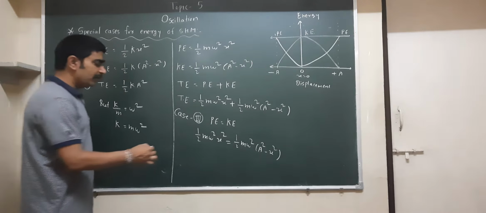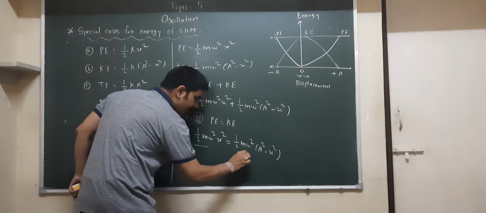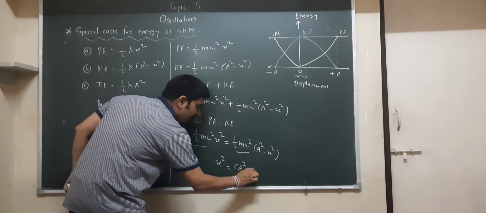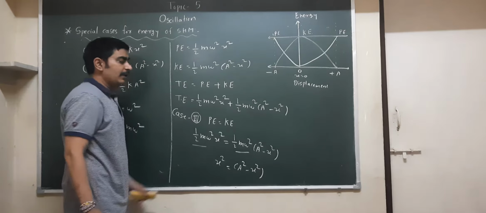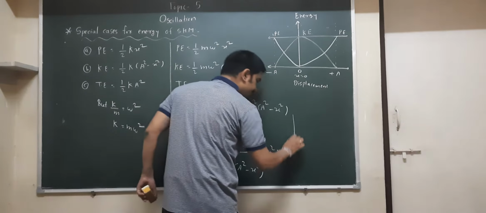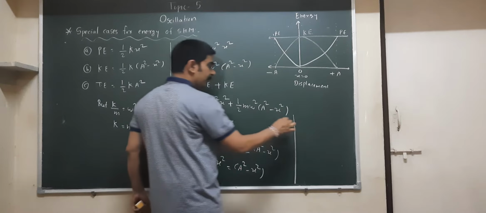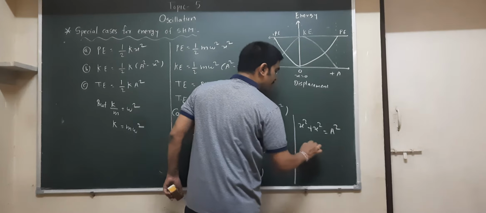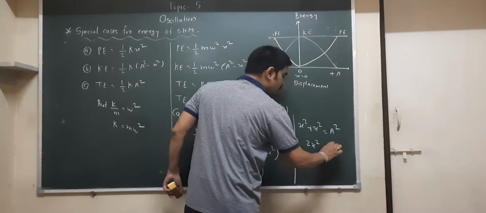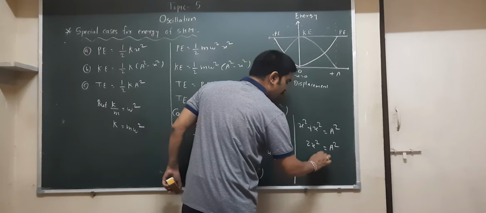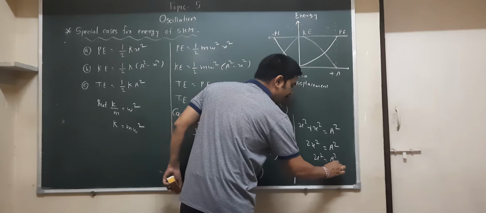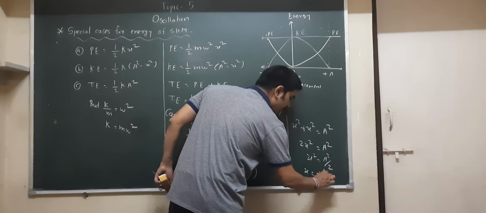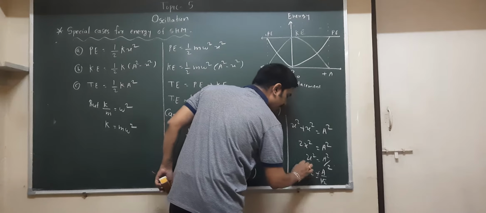So if you observe this, half m omega square will get cancelled out. So the next step, x square is equal to a square minus x square. Then we have to take x square plus x square is equal to a square. So 2x square is equal to a square. So x square is equal to a square by 2. x is equal to plus minus a upon root 2.